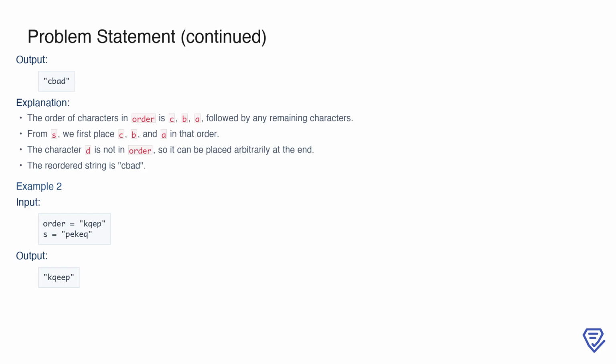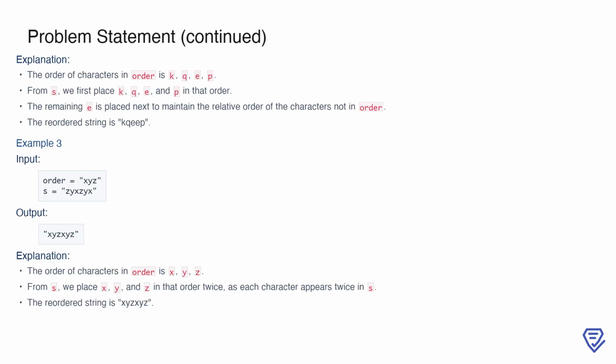Another example is order equals QEP and s equals PKEK. Following the sequence defined in order, we arrange K, Q, E, and P from s. The extra E, which is also part of s, is placed next to maintain the relative order of characters not explicitly defined in order. The result is KEEP. These examples demonstrate how the characters from order act as a priority sequence while handling the rest of the characters flexibly.